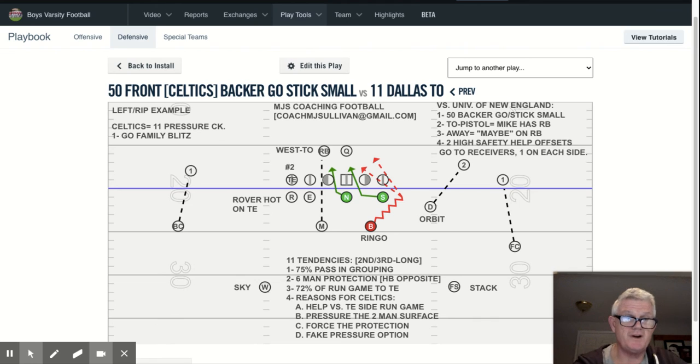I think you're much better off having fewer pressures, and in this case, a pressure check specific to all the 11 personnel tendencies, that when it comes to the game time and the kids should peel and they should be maybe, and the right person has the back, you got it covered because you've been able to practice it.